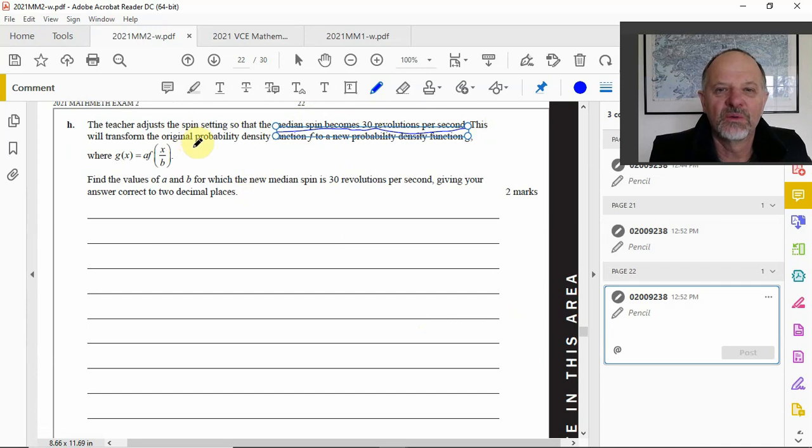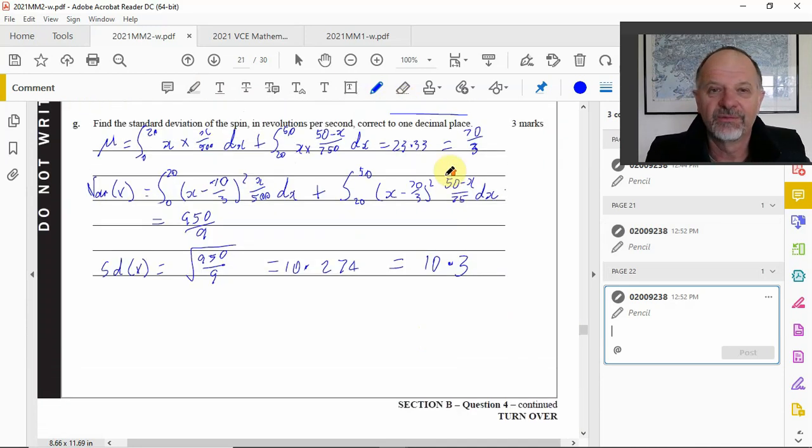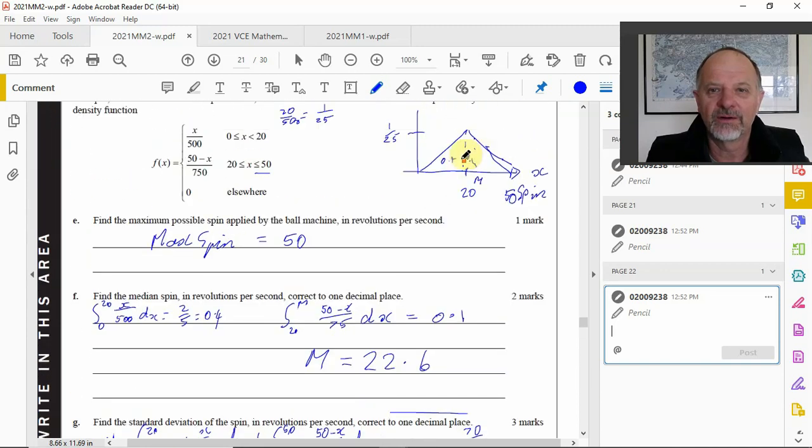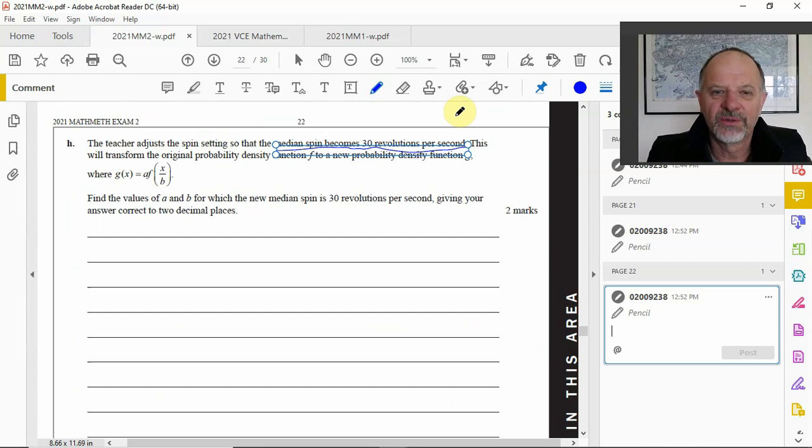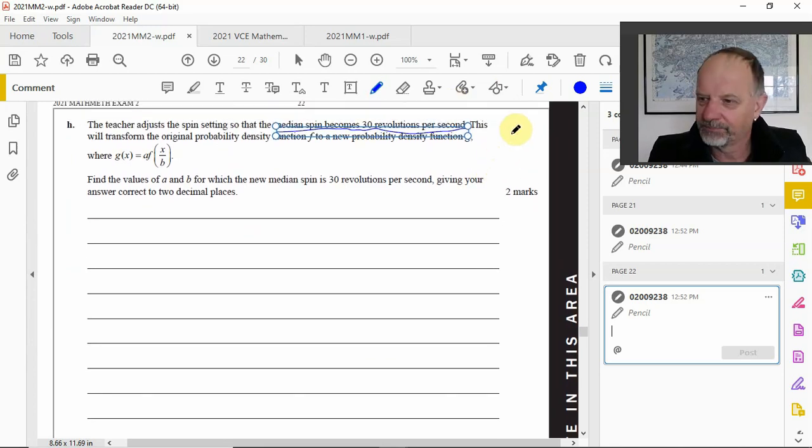This is transformed in this way here. All right, now the median spin is 30, so that's in the top half of that thing that we looked at before, up here. I drew that graph. So 30 is up here, so we've changed our median from 22 to 30 by doing that transformation.